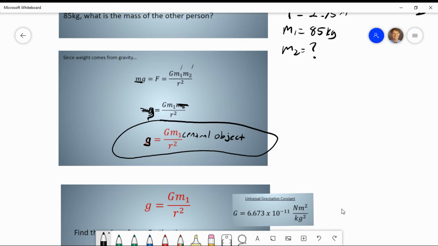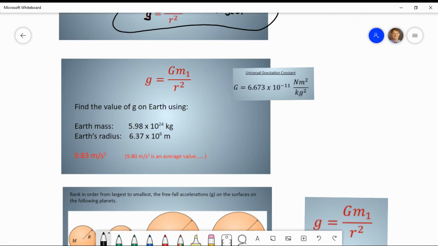The most common thing students get wrong here is they say, oh my gosh, there's only one mass. That must be the mass of the thing that I'm interested in. No, not necessarily. It's probably the mass of the planet. It's the mass of the central object, whatever the thing is orbiting around. Okay, so that's important.